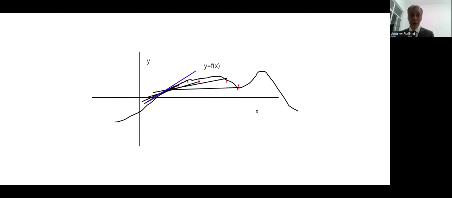Now, the limit, we have 2 points here. We're trying to find the slope, okay, of a line at this point. The line tangent to the curve f of x, okay?